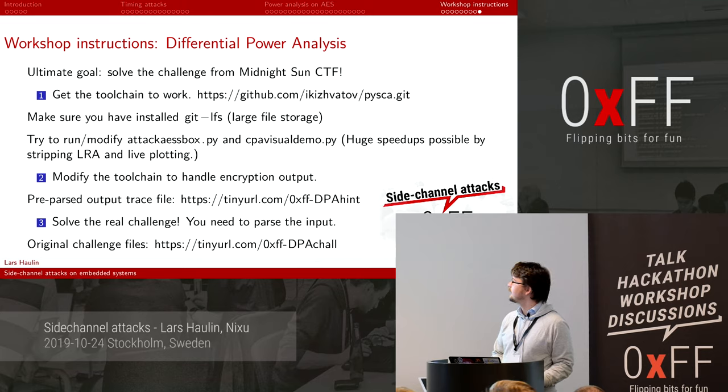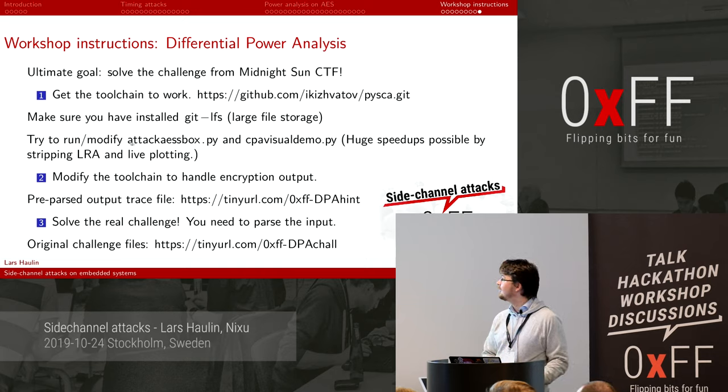There's a default script called attack AES and CPA visual demo. They do exactly this, this correlation attack, and make some nice plots. But they do these plots live while they are doing all the computations, so the computation takes quite a long time. I think you get a 50 times speed up if you strip that away, so from a minute down to just a second or so. If you think it's slow, you can try to strip out everything that is named LRA, which is another method. But CPA is fine, which is this correlation that I showed in the scatter plot earlier. Next step is to modify the toolchain to handle output from the encryption.